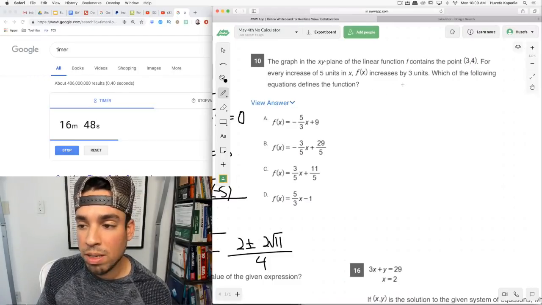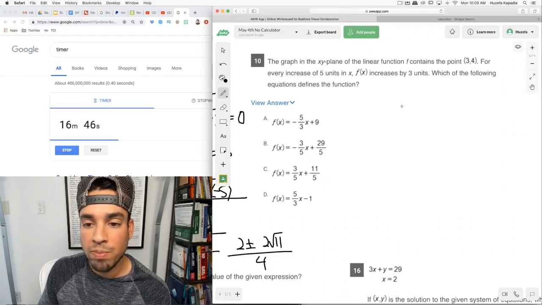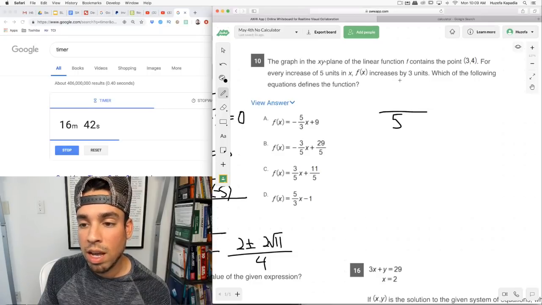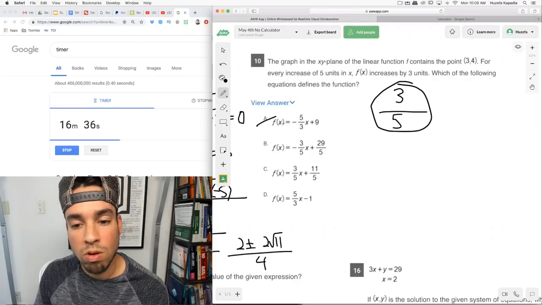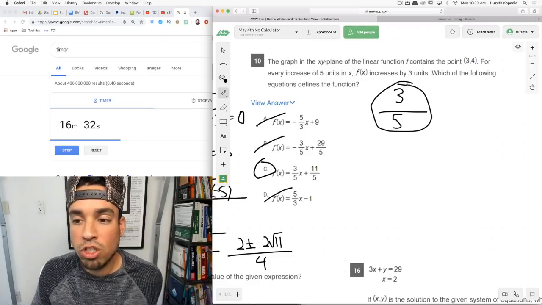The graph in the xy plane of a linear function contains a point 3,4. Every increase of 5 units in x as the run, f of x increases by 3 units, aka it's a slope of 3/5. Which of the following defines the function? Wrong slope, wrong slope, wrong slope. Done. That's it. They were just describing slope.